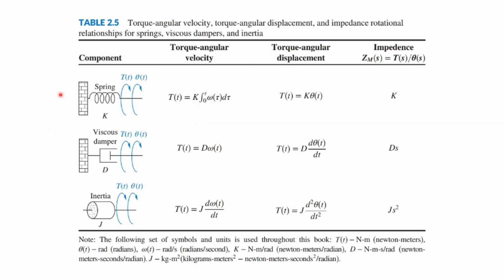So just like with translational systems, we can have a spring, a damper, and a mass, except here we're going to look at rotation. We'll apply a torque and look at an angular change. And so on the right-hand column, we can find the impedance. For the spring, again, it transfers as K. For the damper, it's the damper constant times S. And for the rotational mass, it's J times S squared. So you can see this is very similar to the translational case.